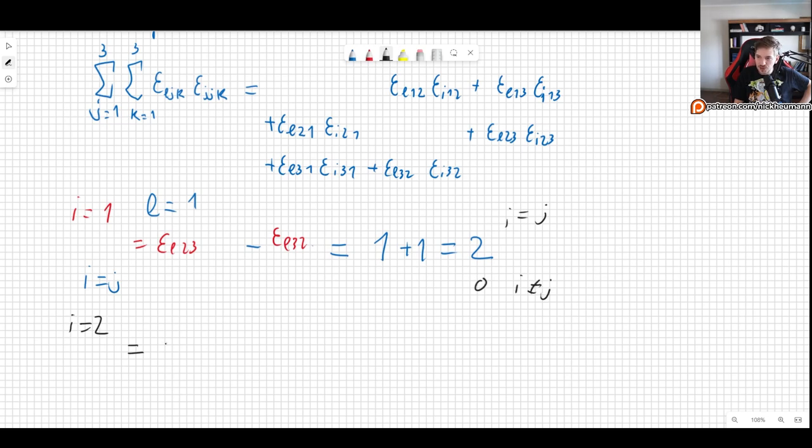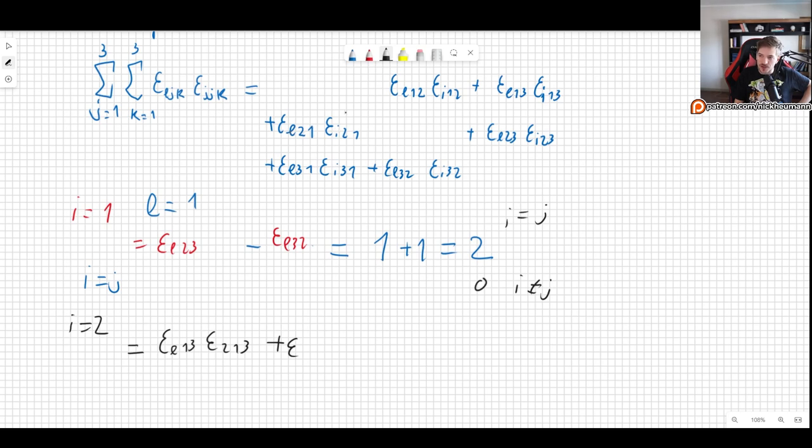So in i equal 2, we have epsilon L 1, 2, epsilon 2, 1, 2. Immediately, this is 0, repeated index. Then we have epsilon L 1, 3, epsilon 2, 1, 3. Then we have plus epsilon. Look at this.